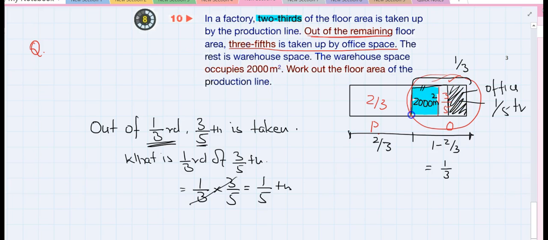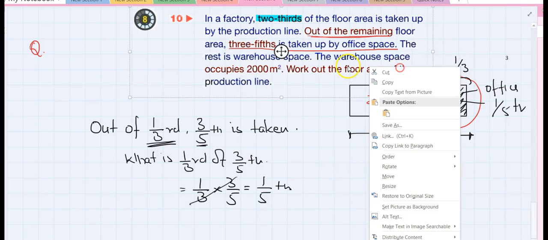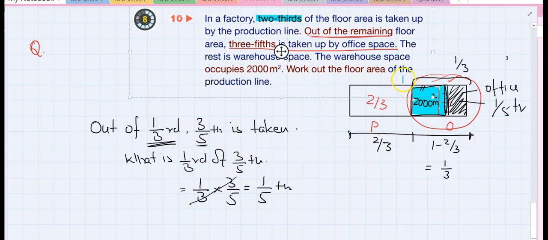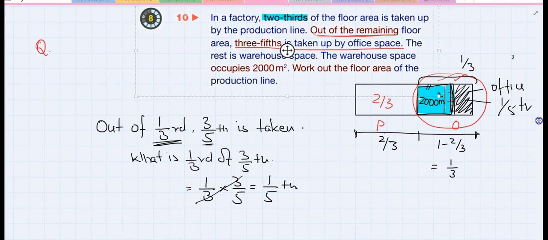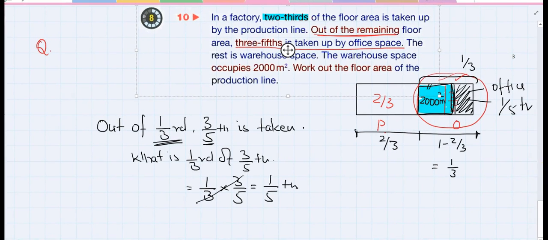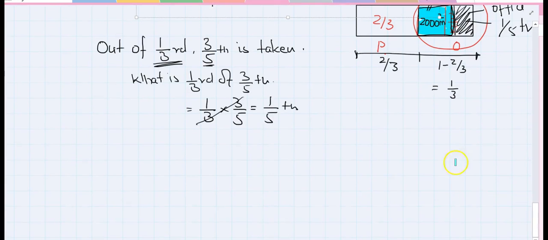Now this complete area is, in terms of square meter, 200 meters square. Now we have to find it in terms of fraction. How much is this area?